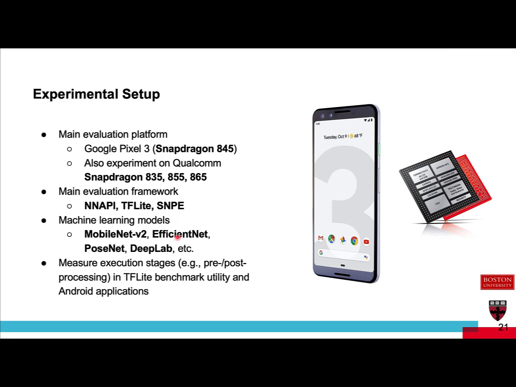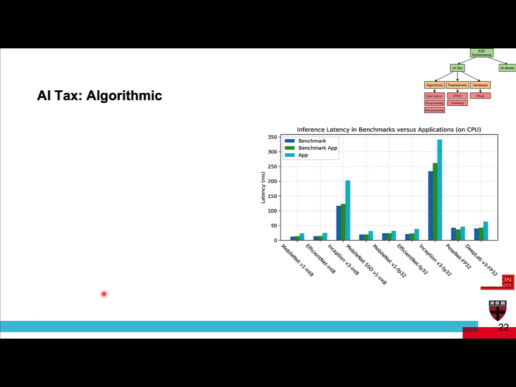Our goal is to measure the execution stages both in benchmarking utilities and real-world Android applications to determine what the end-to-end performance delta looks like between them. For starters, we're going to focus on the algorithmic side. In general, we're going to be looking at latency across a wide range of different neural network models. In this particular graph, I'm comparing the performance of benchmarks against the performance of applications that are using these neural networks inside to provide a useful feature.